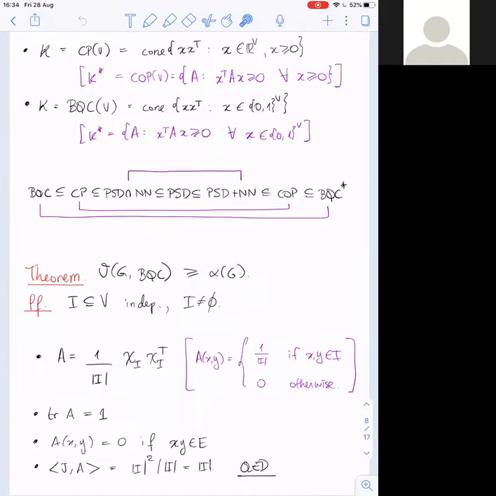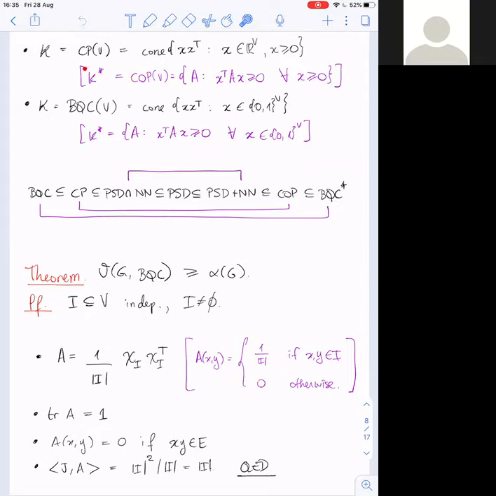Then you can replace K by two other cones, which are quite interesting actually. You can replace K by the cone of completely positive matrices, which is just the cone generated by the external products x x transpose, where x now is not any vector, but a non-negative vector. If you forget that x has to be non-negative, then this is the cone of positive semi-definite matrices. But now if you say that you want non-negative vectors, then you get the cone of what we call completely positive matrices.